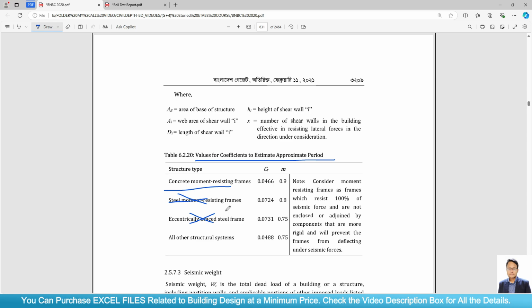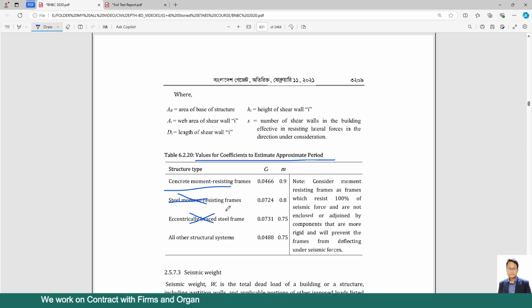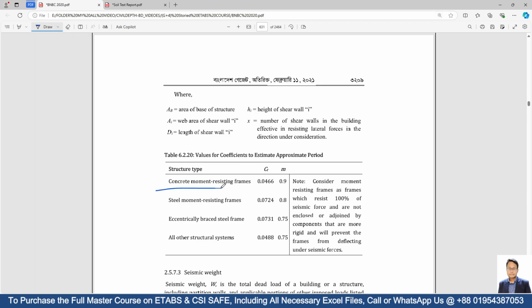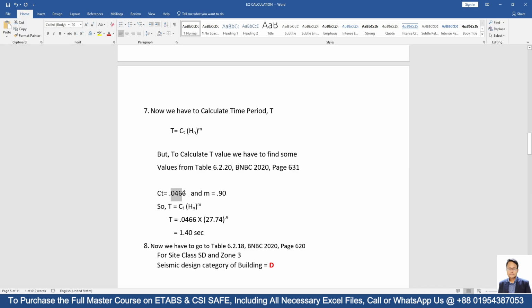If there was sufficient shear wall which could take forces between concrete frames, that means before column, in that case we could consider our structure as a dual system. We will discuss this dual system in some other separate tutorial, because in this case there is no possibility of considering this structure as a dual frame resisting system or in all other structural system categories. So we have to take concrete moment resisting frame, 0.0466 and 0.9. So write these values, 0.0466 and 0.9.